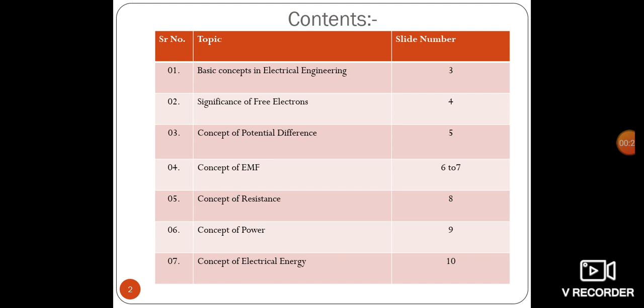The contents of discussion will be basic concepts in electrical engineering, significance of free electrons, concept of potential difference, concept of electromotive force, concept of resistance, concept of power, and the concept of electrical energy. So, one by one, we will understand the basic concepts in electrical engineering which are stated in the contents of the index sheet.